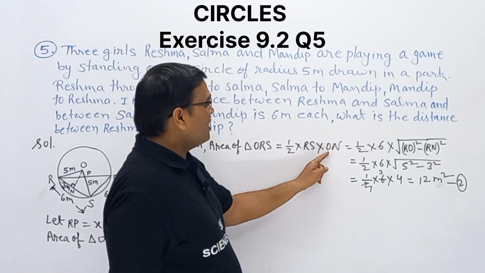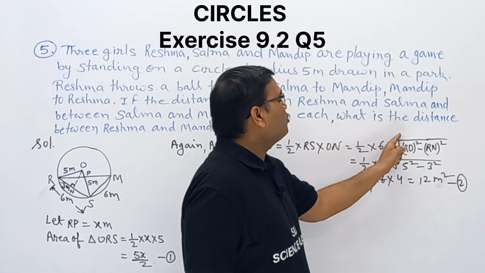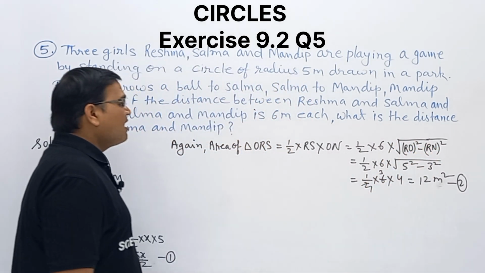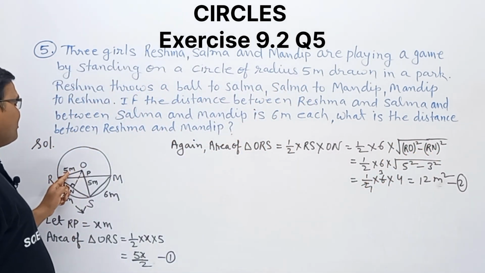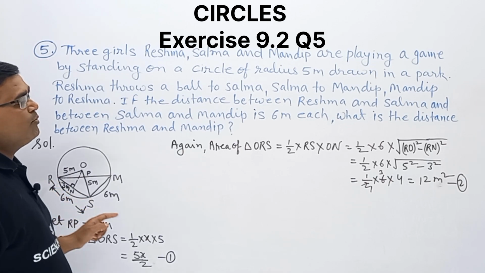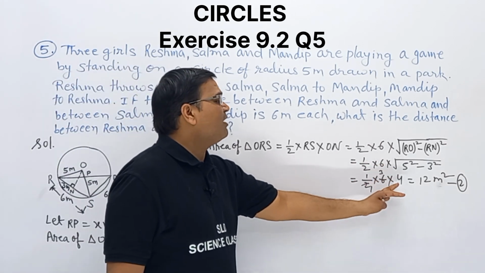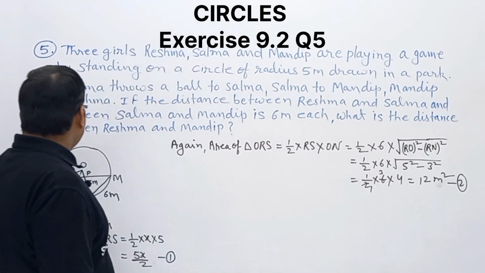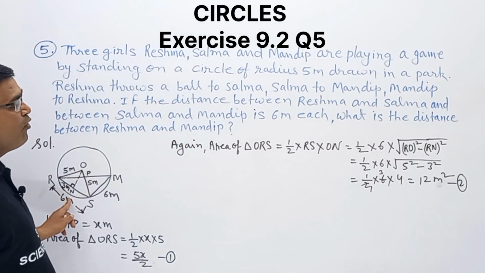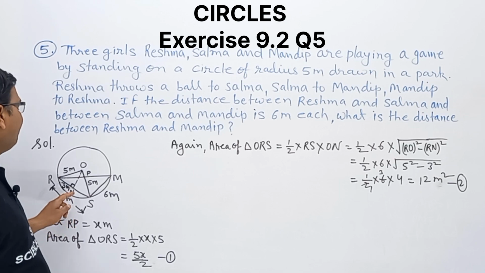How can we write ON? ON will be the square root of RO square minus RN square. RO is 5 meter and RN is 3 meter. Once we put the values and solve, we get 4. So ON will be 4 meter.